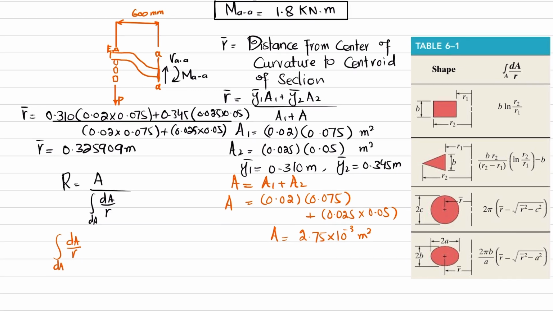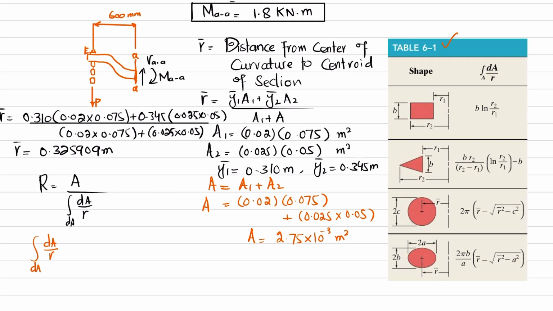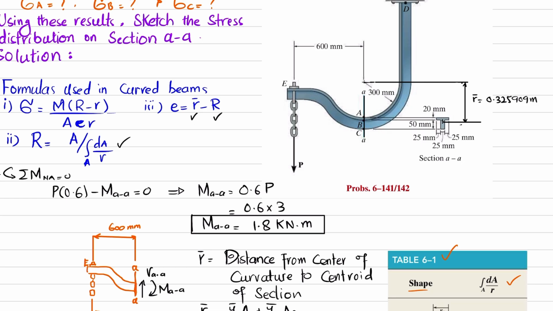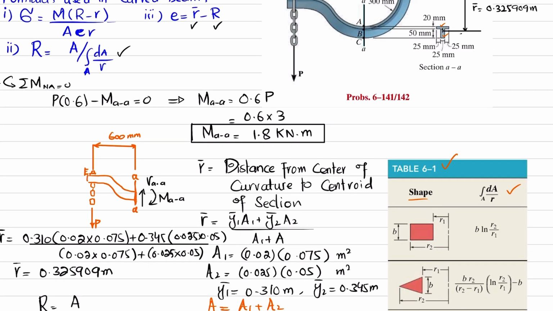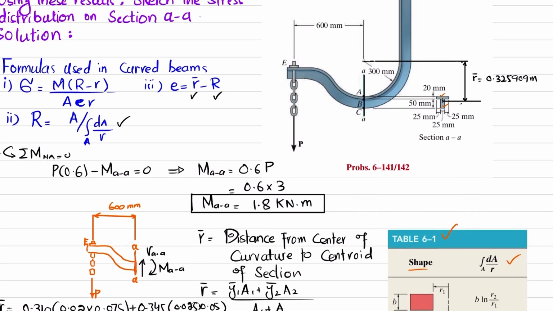So you can see we can find this by using Table 6.1. Here there are shapes and their formula for the integral of dA over R for the entire area. Since we have two portions, 1 and 2, and both are rectangles, we will use this formula. This is the line which is passing through the center of curvature. From the center of curvature, the first side of this rectangle is at a distance of R1 and the second one is at a distance of R2, and the width of this rectangle is B. So we will take these values over here.